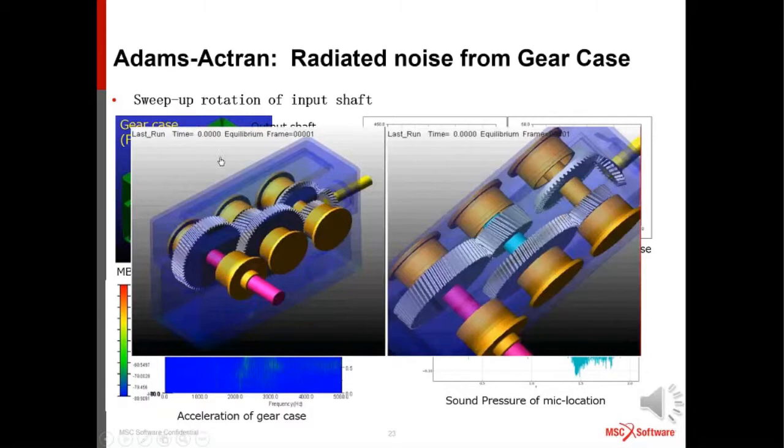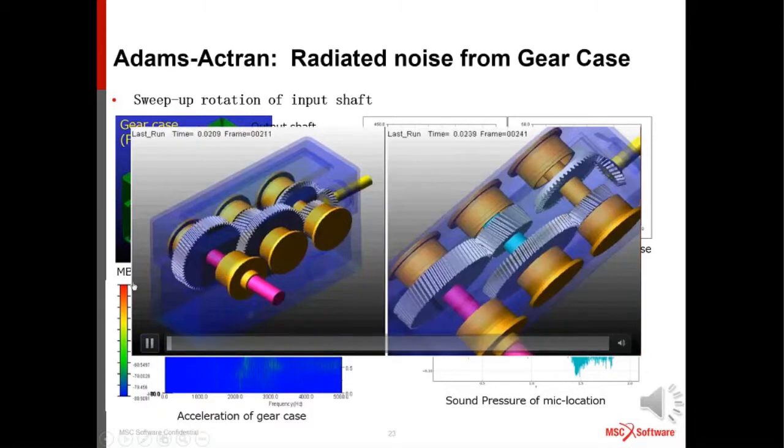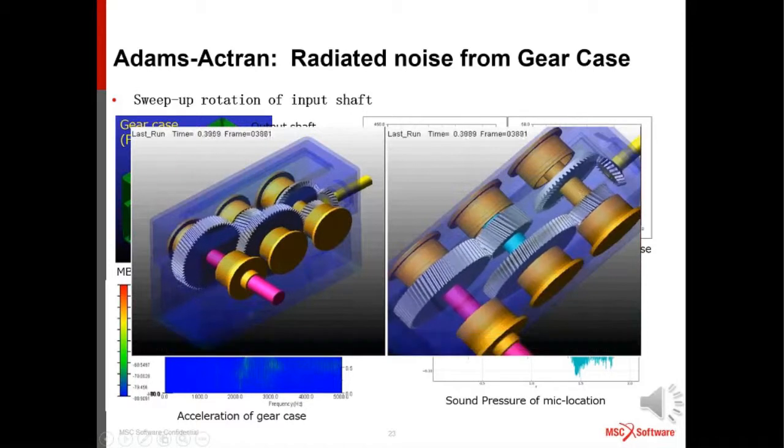This is the Adams simulation with the gear casing made flexible. You can actually see all the different contact forces between the gear pairs inside the gearbox. So all the effect of those forces and vibrations are reflected in the final OP2 file that we export into the Actran.